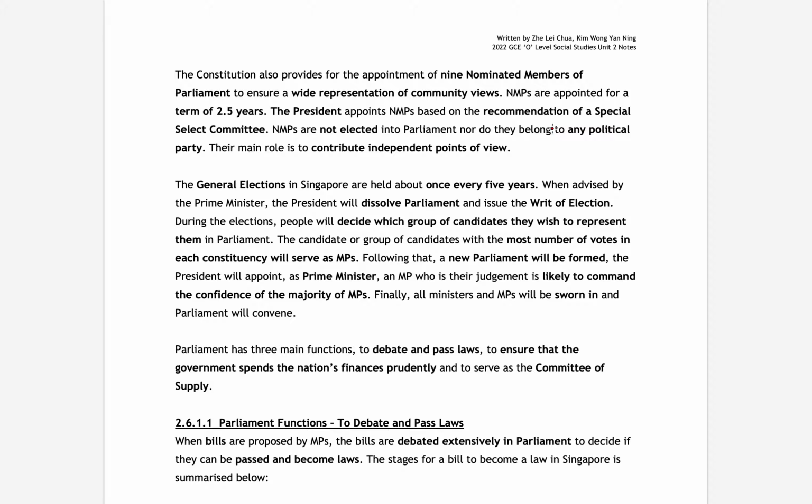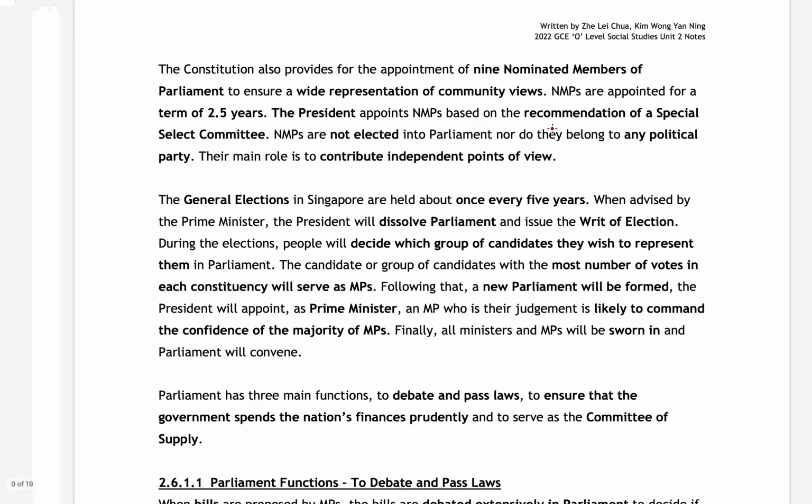Okay, these people are NMPs. These are people that are not elected. They did not take part in the general elections. These are people who are appointed by a special select committee who advises the president. The president of Singapore will appoint 9 NMPs to serve a term of 2.5 years in parliament.